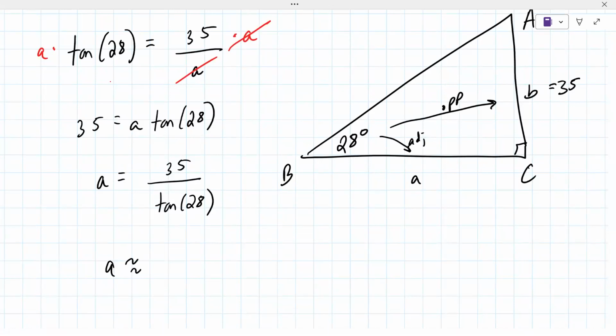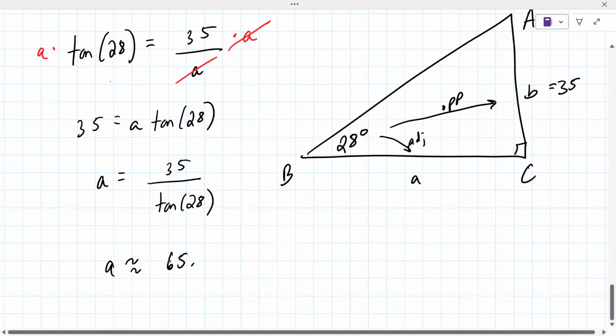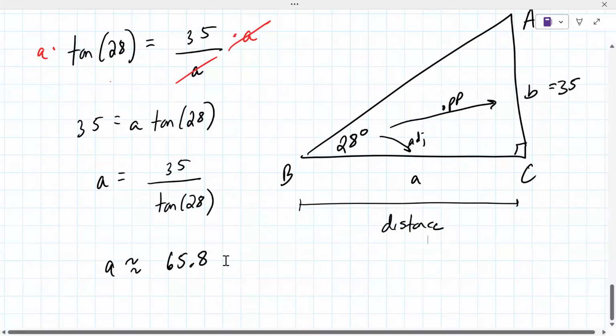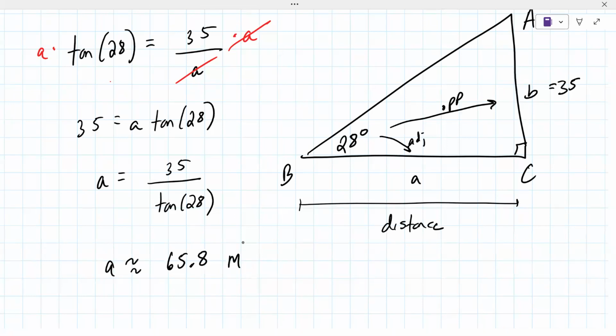And you will want units for this one. 65.8. Yes. What are the units of length? This is the length, the distance. If you go back to the problem, the distance would be 65.8 meters from the ship to the shore. Perfect. Really good.